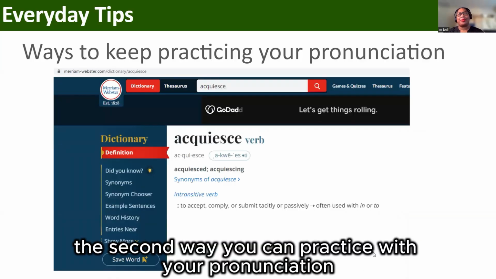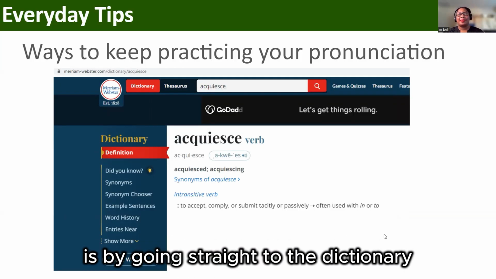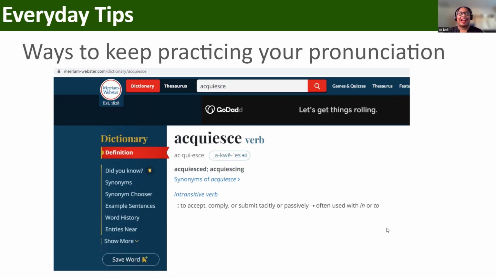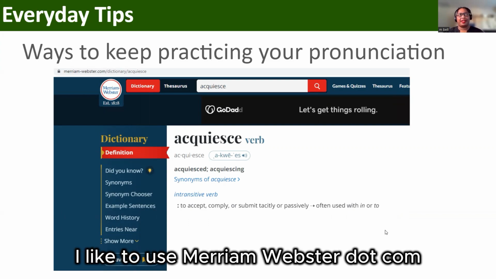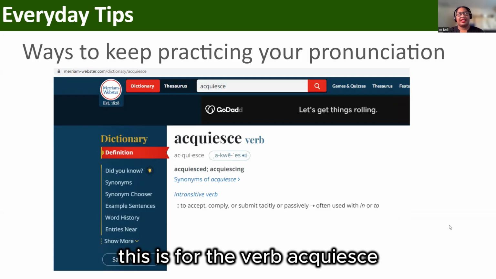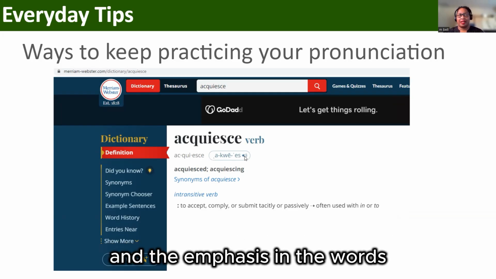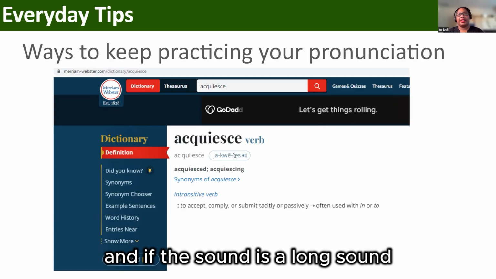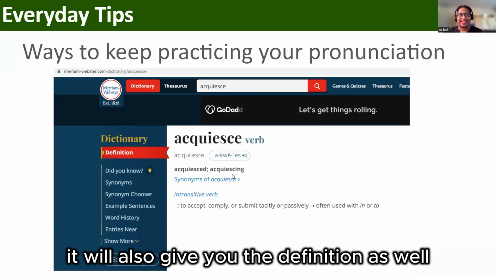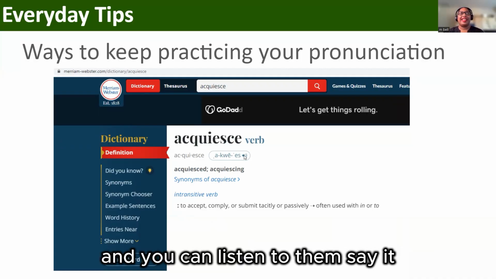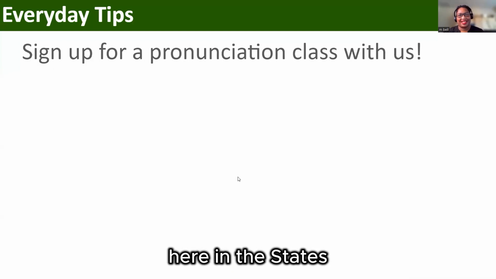The second way you can practice with your pronunciation is by going straight to the dictionary. I like to use merriam-webster.com. This is for the verb acquiesce. So you get to see the breakdown of the syllables and the emphasis in the words, and if the sound is a long sound. It will also give you the definition as well. And you can listen to them say it here in the States.